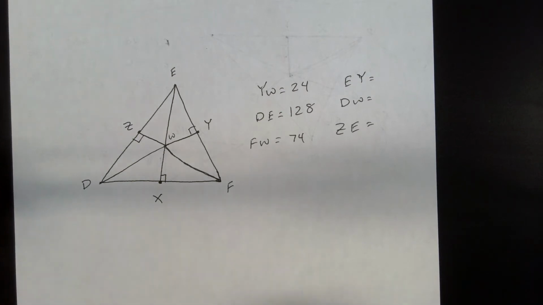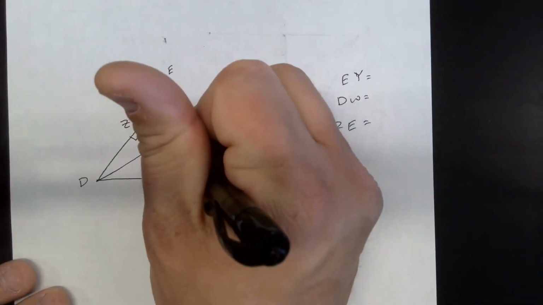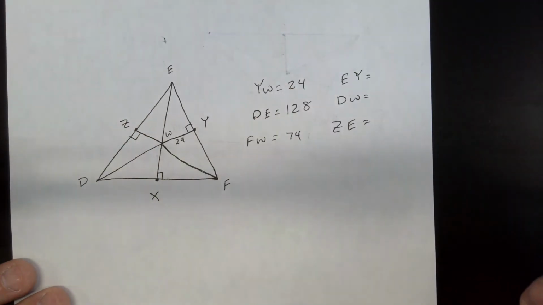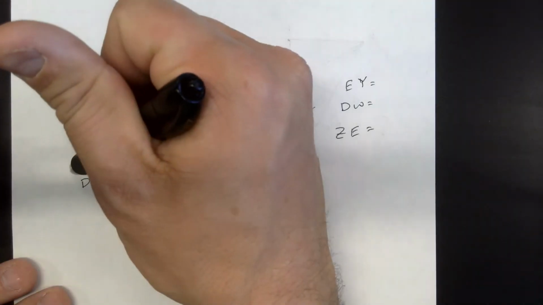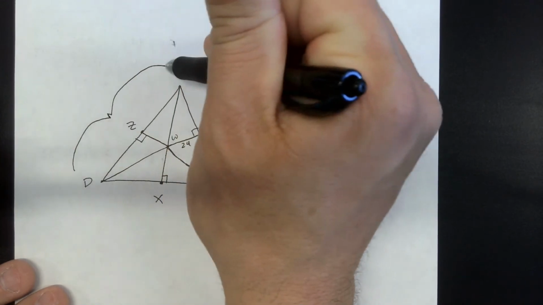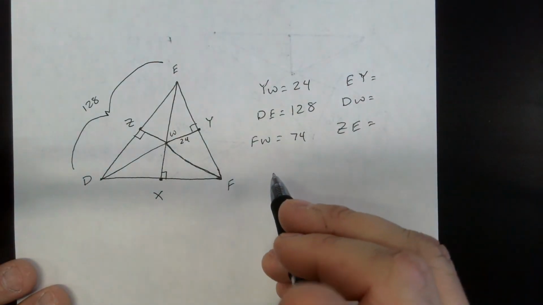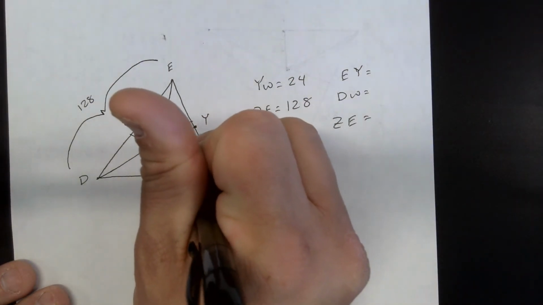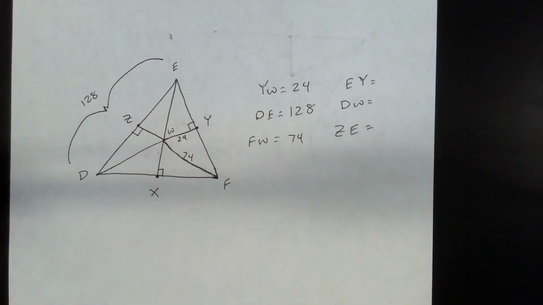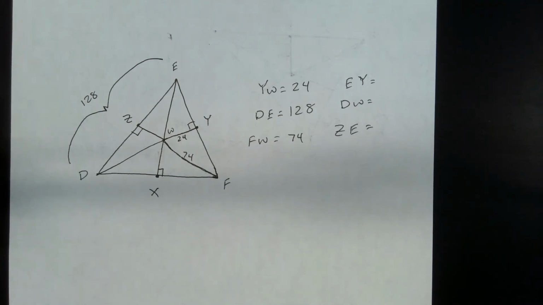Okay, so these are the things they tell us. YW is 24. DE, so it's saying this entire line is 128. And FW is 74. All right, so that's all the information they give to us. But based upon that information, we can find a lot of other information, right? Based upon this theorem, the circumcenter theorem.